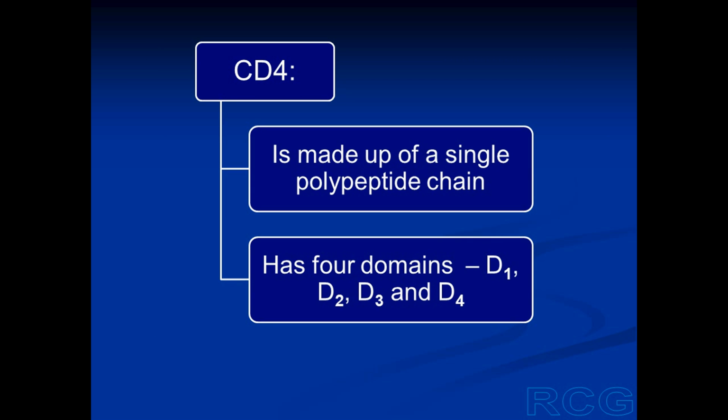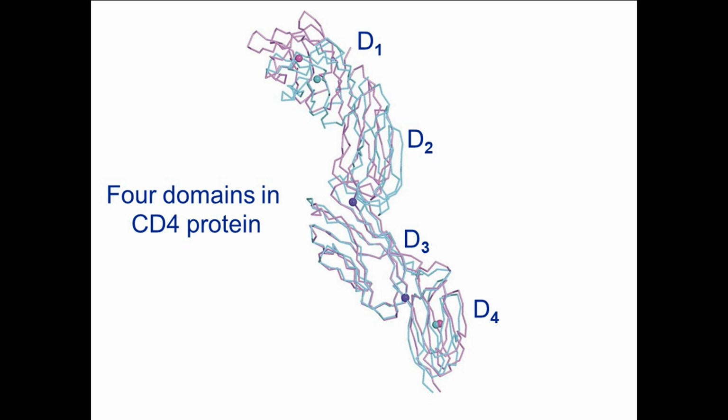The CD4, which is the co-receptor present in the helper T cells, is made up of a single polypeptide chain, and this chain has got four domains which are known as D1 domain, D2 domain, D3 domain, and D4 domain. So this is the CD4 protein having the four different domains.